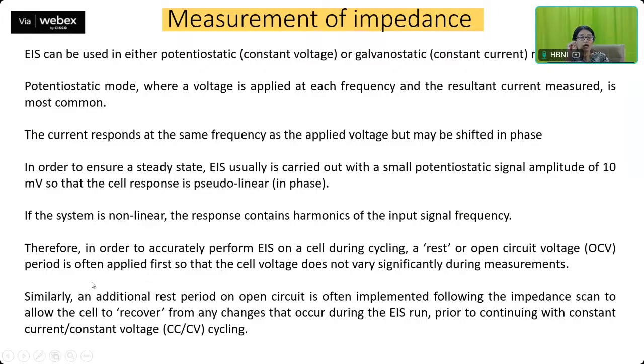So, if you really have to perform an EIS accurately on a cell during cycling, you must have a rest or an open circuit voltage period. This is often applied at first, so the cell voltage does not vary significantly during the measurements. Similarly, once you have done that measurement, you have to have an additional rest period on open circuit. And this is implemented following the impedance scan to allow the cell to recover from any changes that occur during the EIS run, prior to continuing with the constant current, constant voltage cycle.